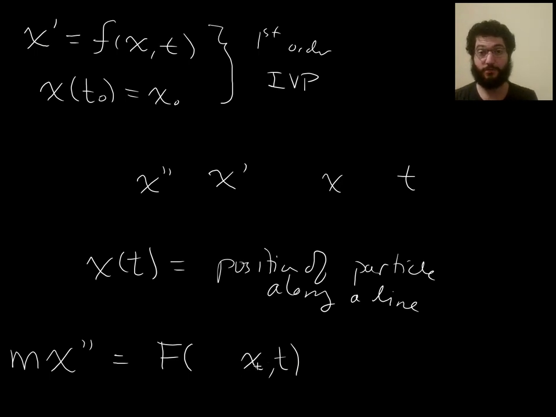Anytime someone talks about a force field, where at different locations in space there's a different value for the force vector, that would be a situation where you've got the force depending on position. So depending on x, which is the name of the dependent variable, the unknown function. You can also have the force depend on x prime, and we'll see that in the case of damping. So like, think about air resistance.